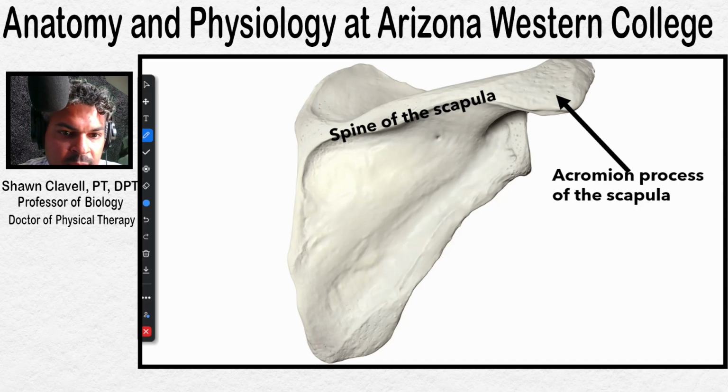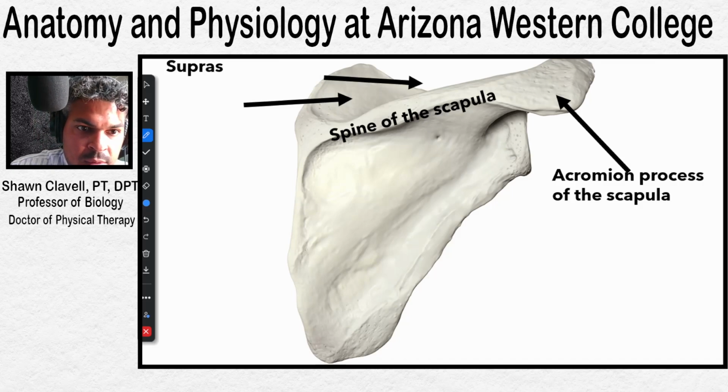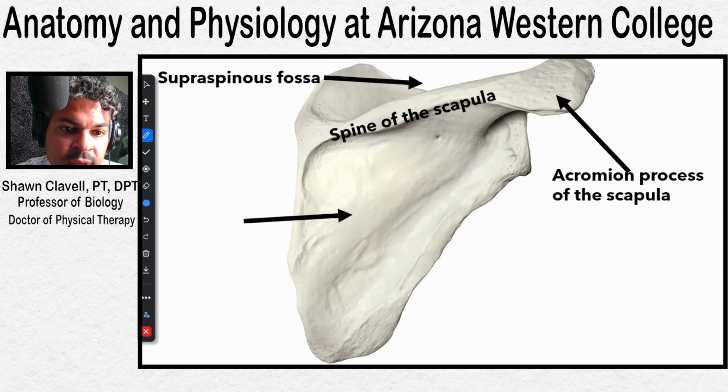You have what may be referred to as the supraspinous fossa. Again, the supraspinous fossa. And then the infraspinous fossa down below. So above the spine of the scapula, you have the supraspinous fossa. Below, you have the infraspinous fossa.